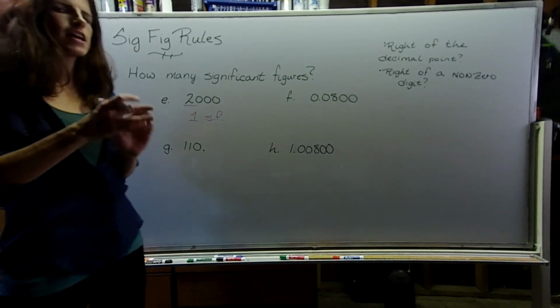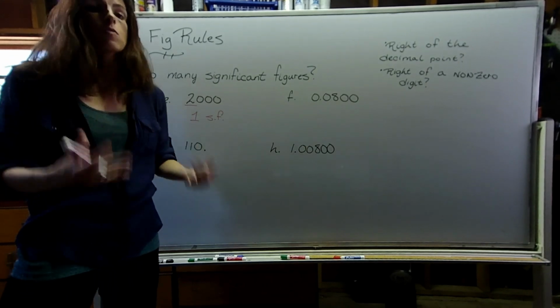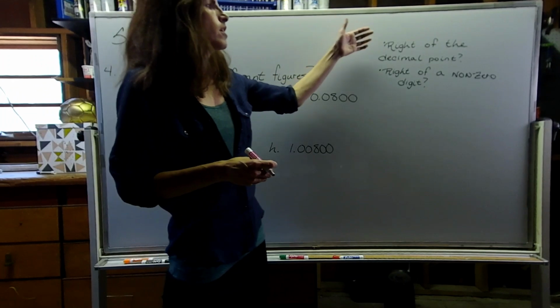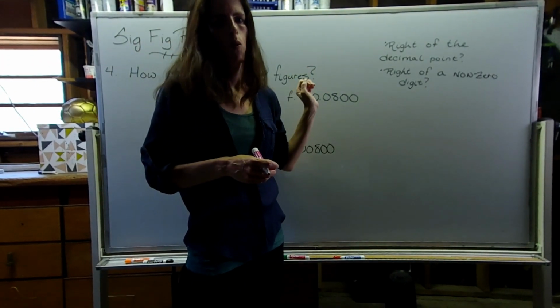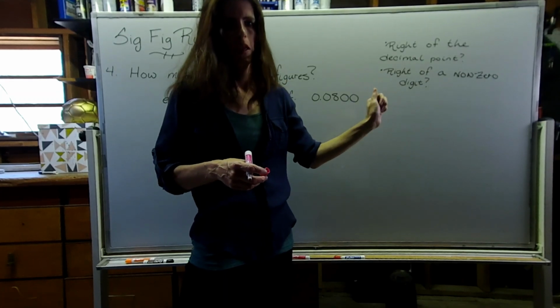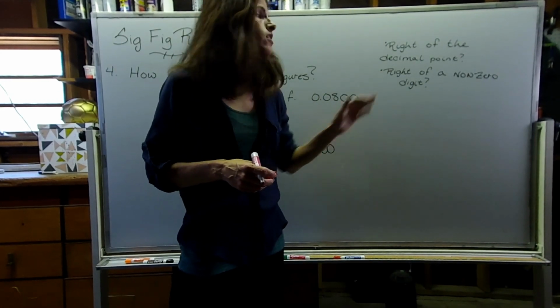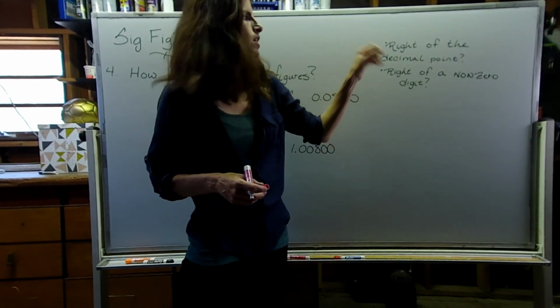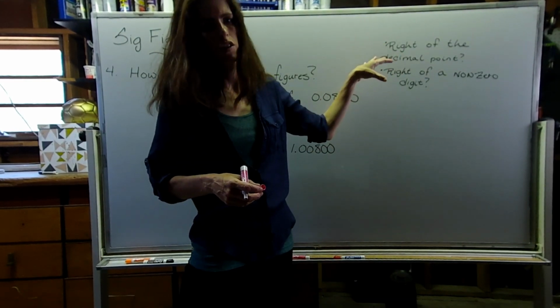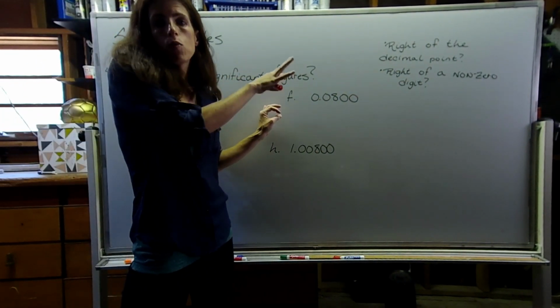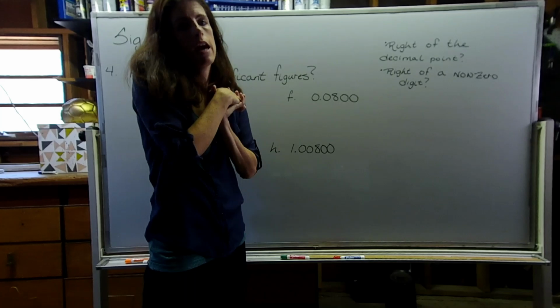One of the sets of questions that you might ask yourself to get through it is: is the 0 to the right of a decimal point? And is the 0 to the right of a non-zero digit? If you can answer yes to both of these questions, then the 0 is significant. If you get any no's on these questions, then the 0 doesn't count towards the sig figs. Let's use those same questions to help us with our analysis in letter F.